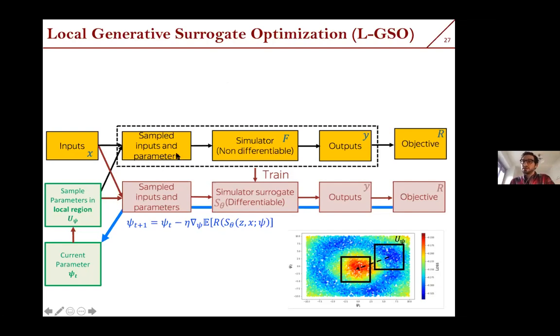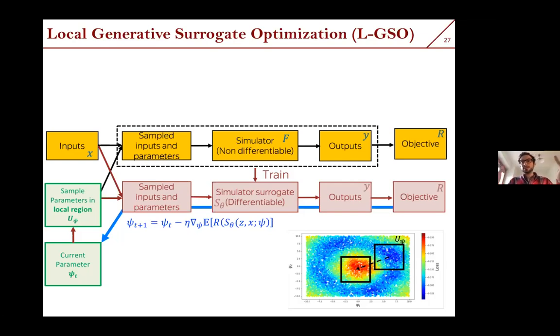So the algorithm gets extended in this sense, where given some set of parameters, we sample different values of the parameters in some local region. We use that to run our simulator and generate training data. We train a generative model. That generative model can then be used to take a gradient step to update the parameters and then start over again with finding a local region and making a local approximation of the loss function. So we're training a generative model at every step of gradient descent, but we can do that because we can always sample these parameters locally.